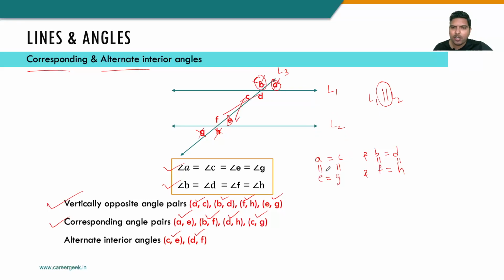You see, C is equal to E, right? And D is equal to F. Even all these pairs are equal. Whatever pairs are written here, all of them are equal.